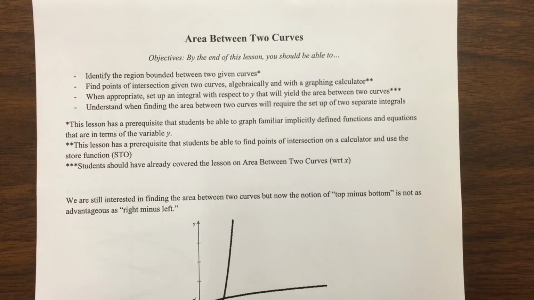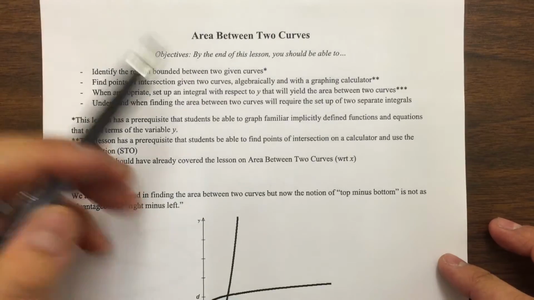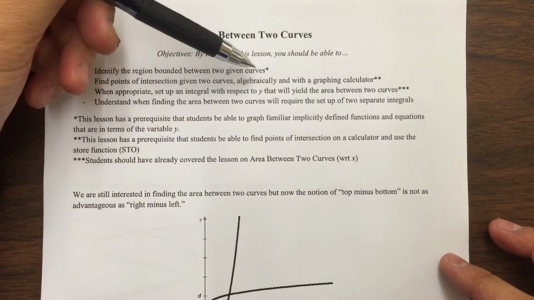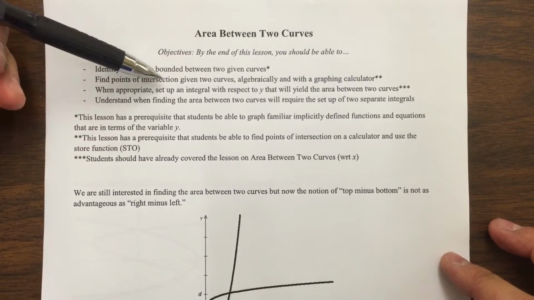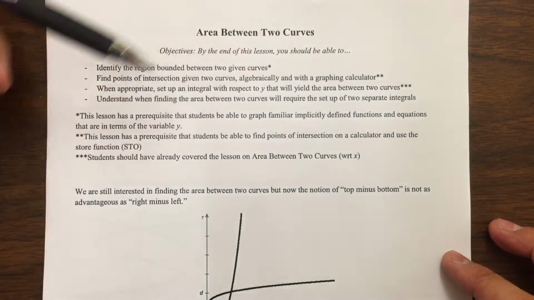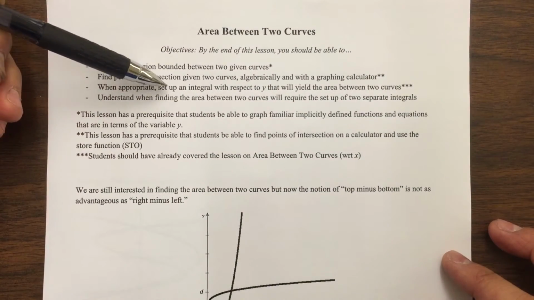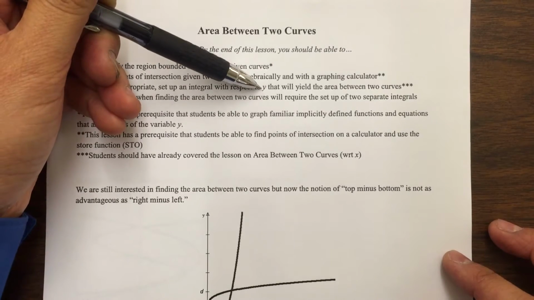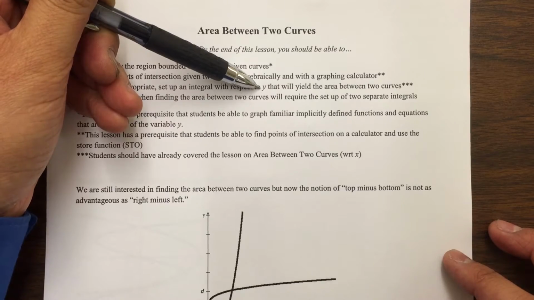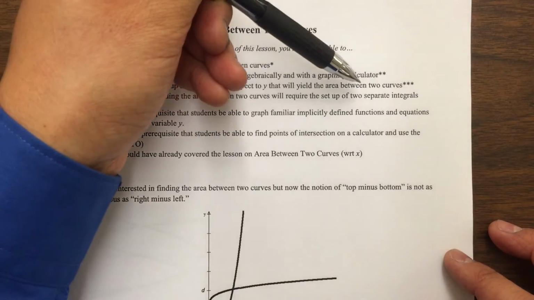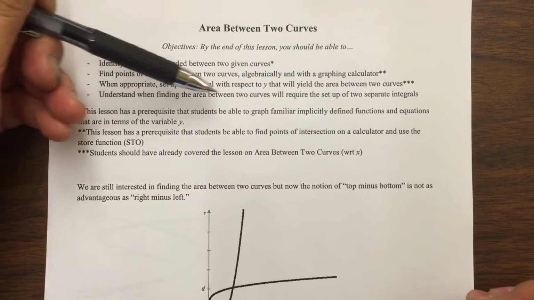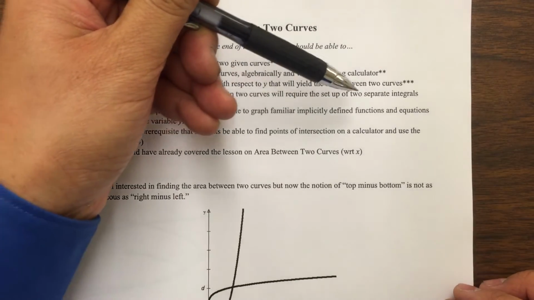Area between two curves. Objectives: by the end of this lesson, you should be able to identify the region bounded between two given curves, and find points of intersection given two curves, algebraically and with a graphing calculator. When appropriate, set up an integral with respect to y instead of x, because we did x yesterday, that will yield the area between the two curves. Understand when finding the area between two curves will require the setup of two separate integrals.